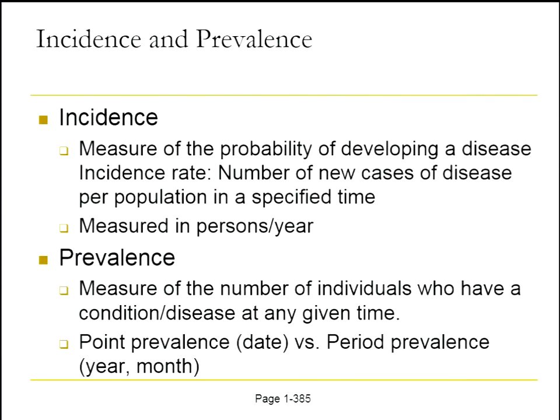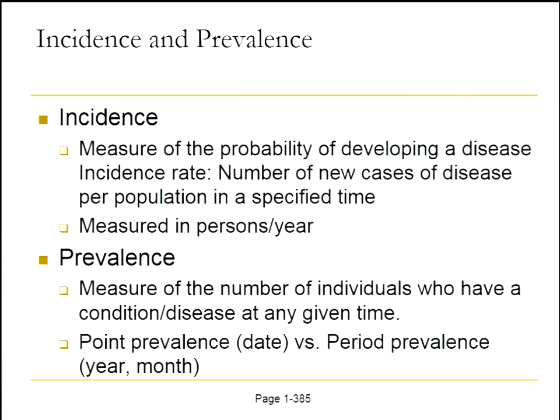A couple of related concepts related to observational study designs is the concept of incidence and prevalence. They're defined on this slide as the incidence is the measure of the probability of developing a disease. The incidence rate would be the number of new cases of a disease that happen in a population in a specified amount of time. And typically these are represented in persons per year or person years.